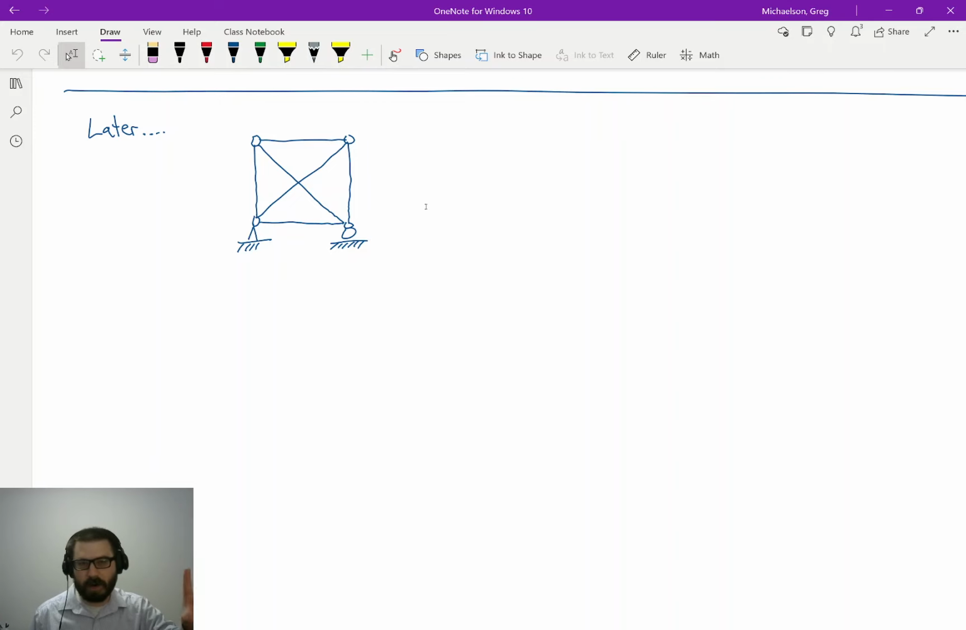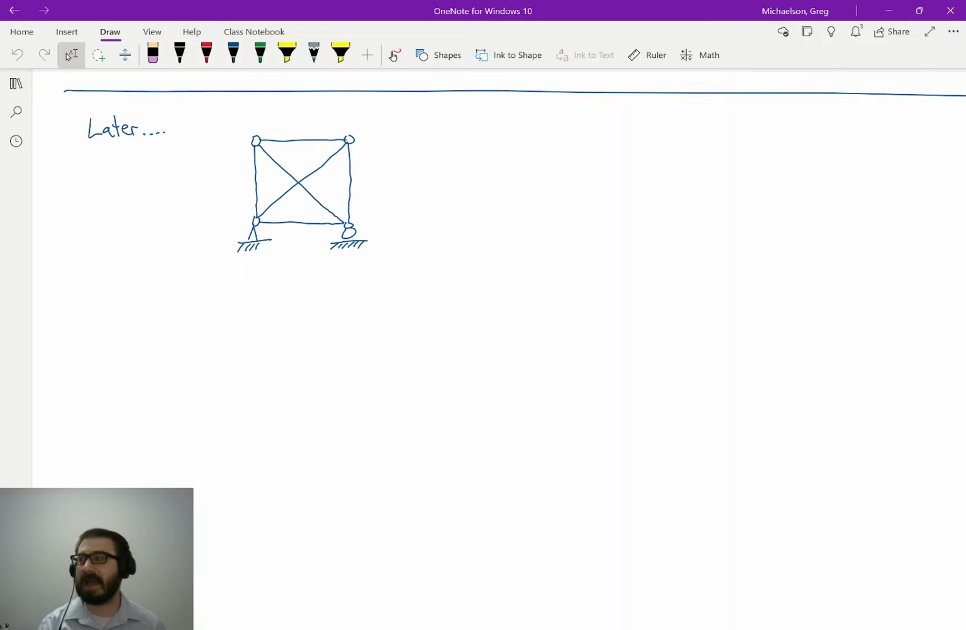And before, we didn't really get into that, but now we can discuss that. When we look at this structure, what we're going to find is that when we try to apply the method of joints, it doesn't matter which joint we start with, we're going to have a problem. We're going to have too many unknowns, okay? Each joint has three members framing into it.